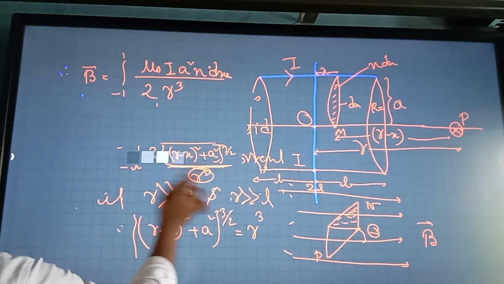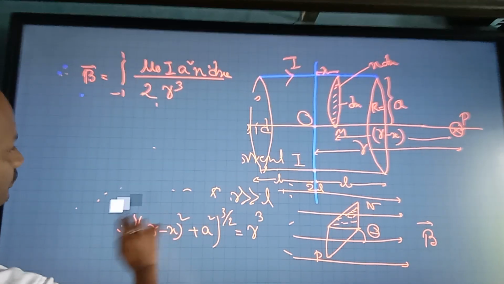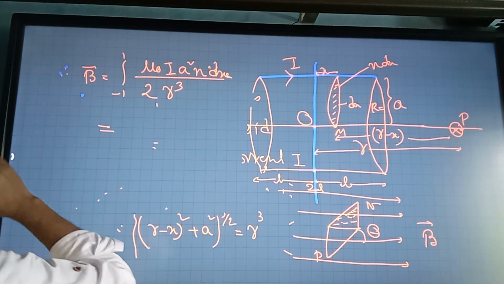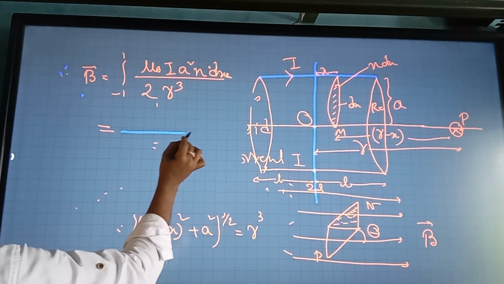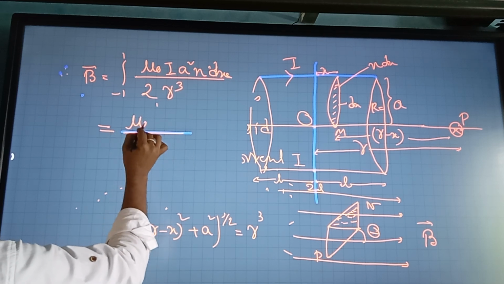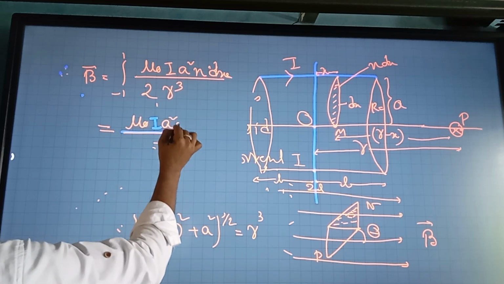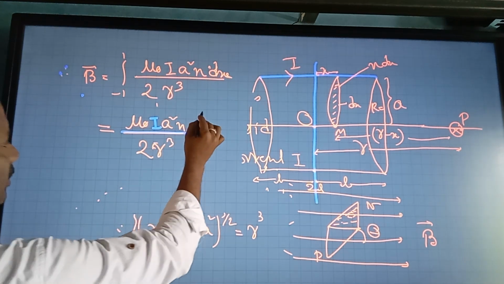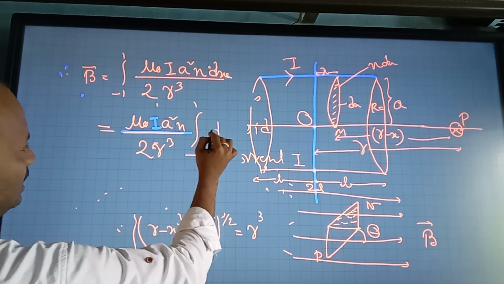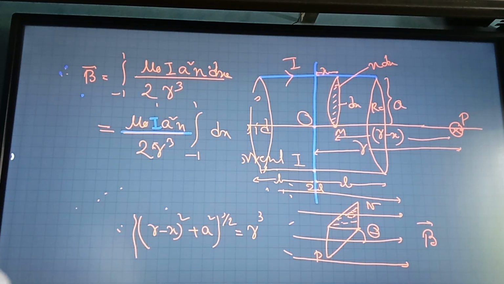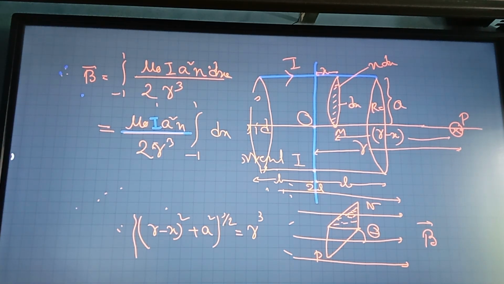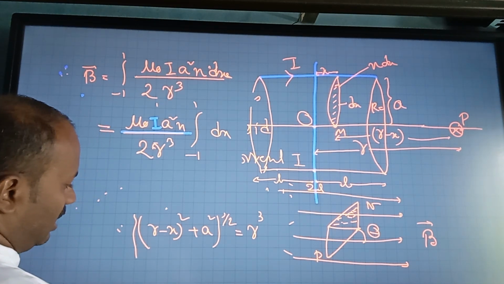Now look at this part. Here the constant part comes out. What is the constant part? This is mu naught I A square N by twice R cube. These are the constant part. So the remaining part is minus L to plus L. तो इंटीग्रेशन dx का वैल्यू क्या होगा? इंटीग्रेशन dx का वैल्यू होगा x.